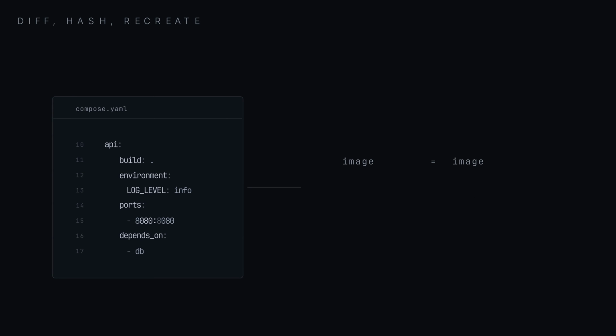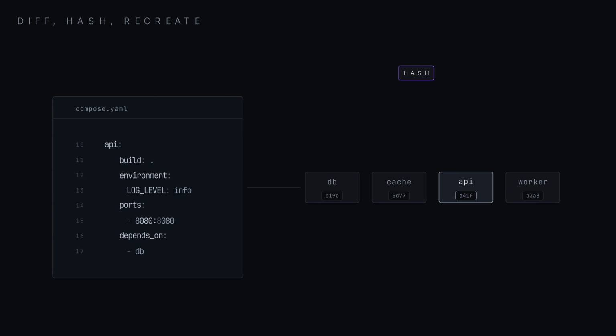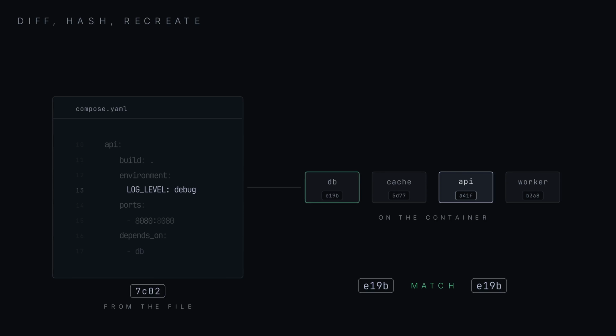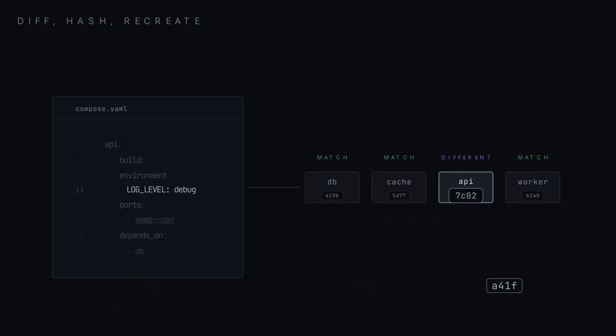You might imagine it comparing every field one by one, walking the image, the environment, the ports, the mounts. It does not. When Compose creates a container, it takes the entire resolved configuration for that service, hashes it, and writes the hash onto the container as a label. On the next run, it recomputes that hash from the merged file and compares two strings. Match, and the container is left completely alone. Different, and it is stopped, removed, and created again. One string comparison per service. That is the whole decision.